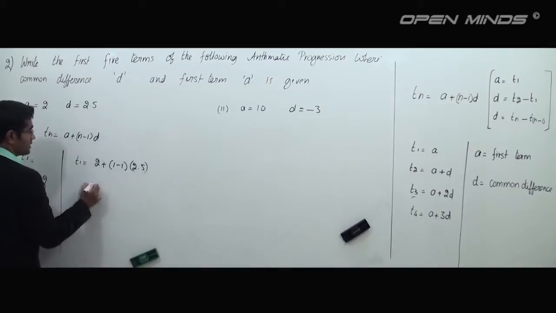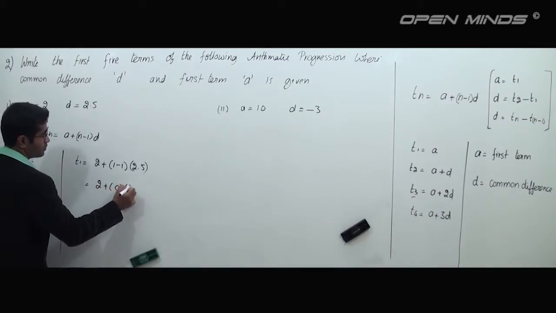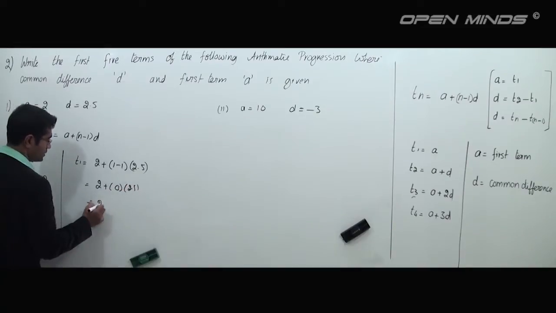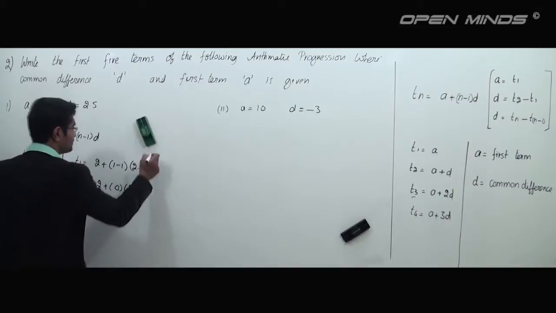So that's how it is. 2 plus 1 minus 1 is 0, into 2.5. That goes like 2. So we got T1, right? Very simple. Now to find T2, look at that.